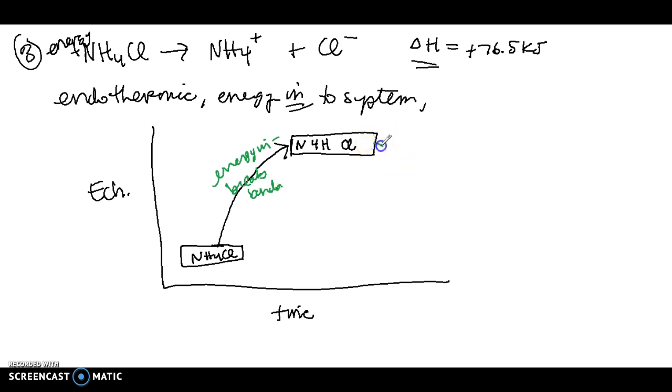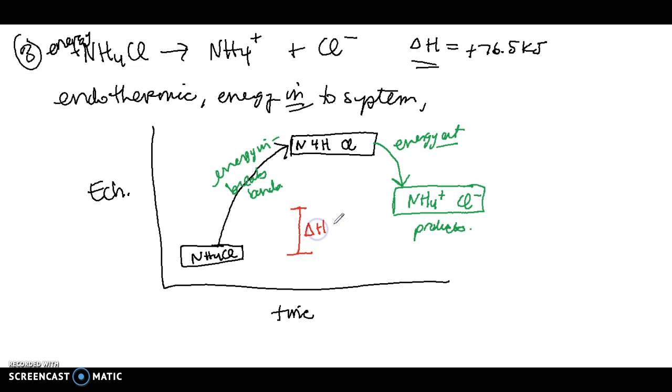Then energy is going to come out, but not as much as went in. That's how I know it's endothermic. Here's where it's going to be ionized in the products. So this is energy out. The net then is that overall energy went in. That's why it's a positive 76.5 kilojoules, because this much came in and only this much came out. So there was extra that was put into it in order to make this reaction happen. That's what makes it endothermic.